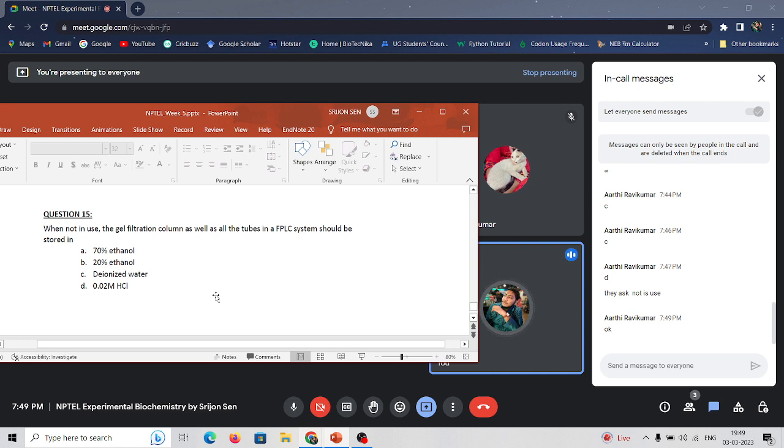So we dip it in usually 20% ethanol. We also do not use a very high percentage of ethanol or 100% ethanol. It has to be dipped in 20% ethanol such that it is present in a solution, and this ethanol environment does not allow the growth of any fungal or microbial organisms. Okay, that's all.